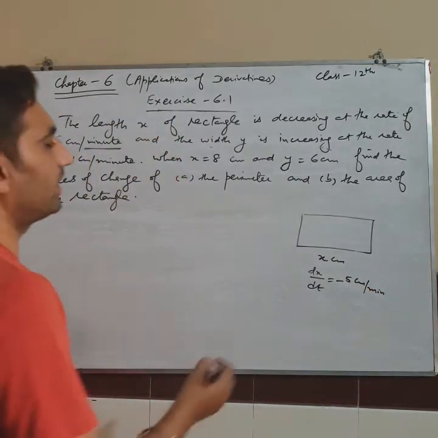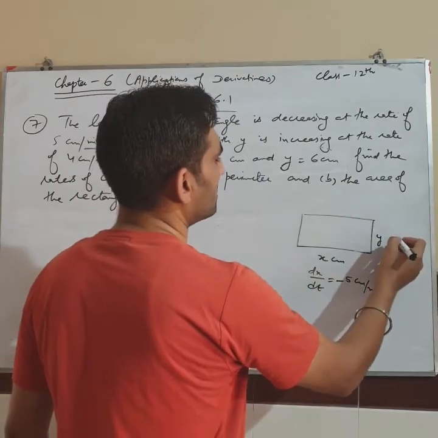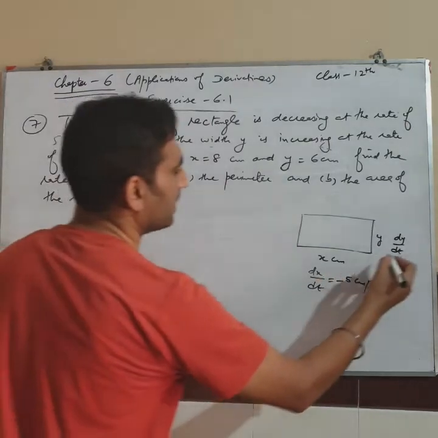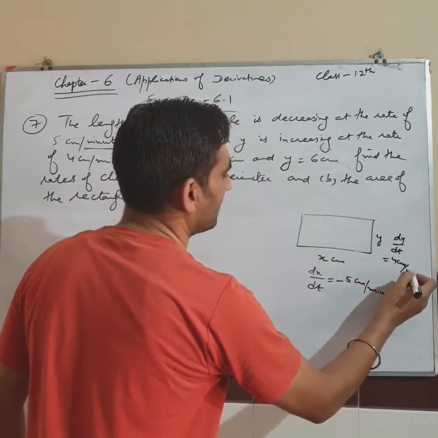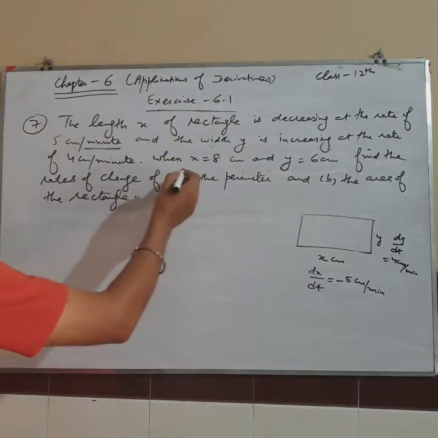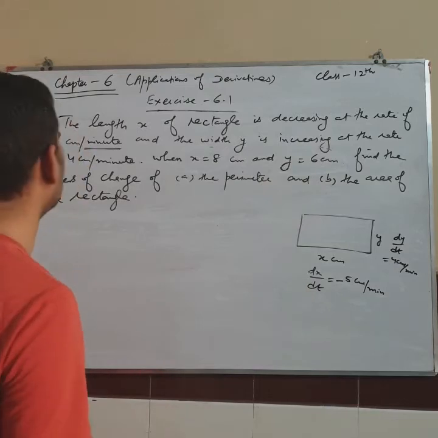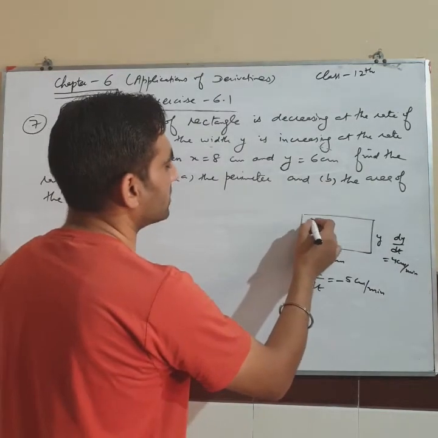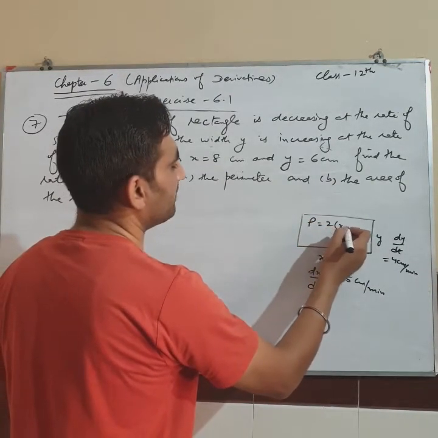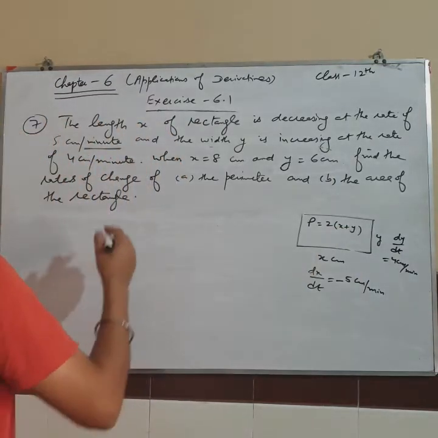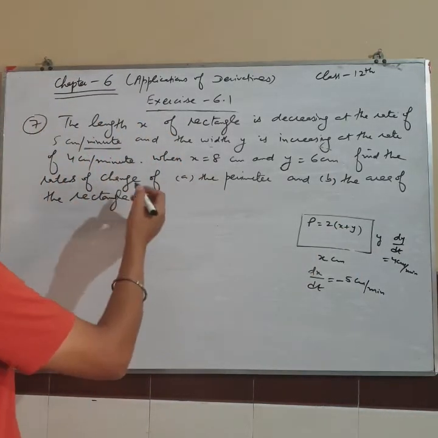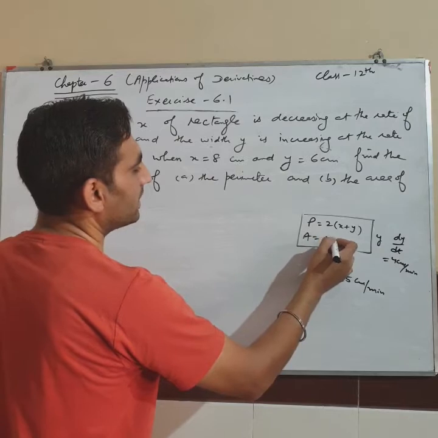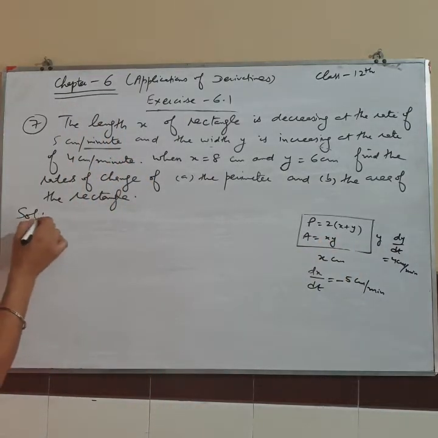And the width y is increasing means dy over dt at the rate of 4 centimeter per minute, so it is equal to 4 centimeter per minute. So these are the values given. When x is equal to 8 and y equal to 6, find the rates of change of the perimeter. What will be the perimeter of the rectangle? Suppose it is P, 2 into length plus breadth, means 2 into x plus y. So the first part is to find the rates of change of the perimeter and the area of the rectangle. What is the area of the rectangle? Length into breadth. So let's start its calculation.